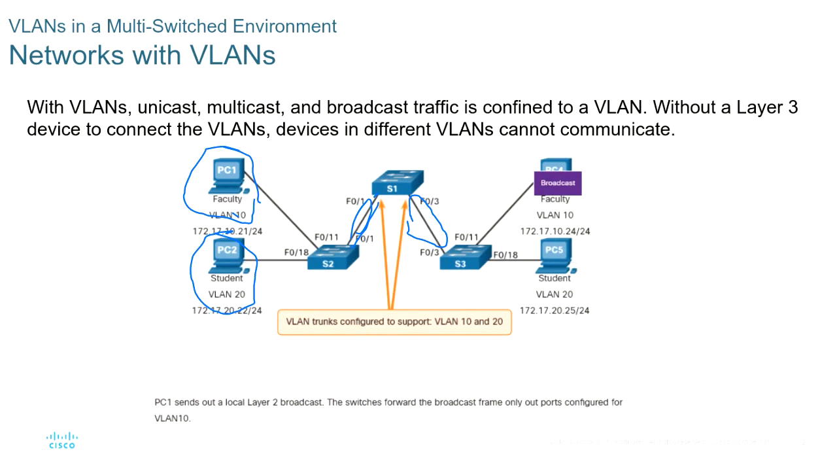So when PC1 sends out a layer 2 broadcast, who hears it? Only other workstations that are also configured to be on VLAN 10. They hear it. This guy did not hear the broadcast. He's on a different VLAN. So this reduces broadcast traffic. We want to reduce the number of individual workstations on one broadcast domain to a reasonable number.